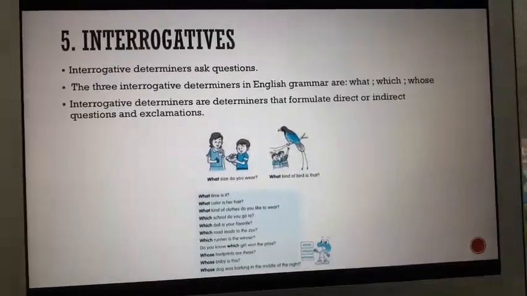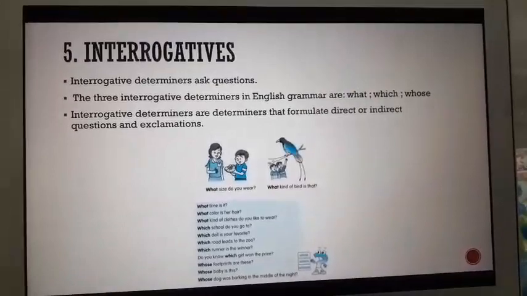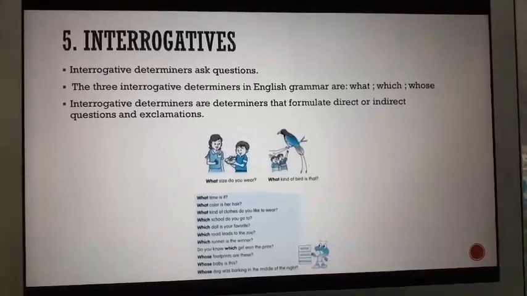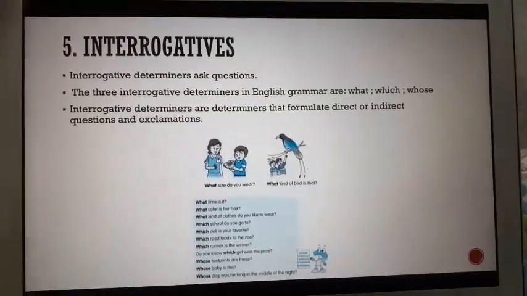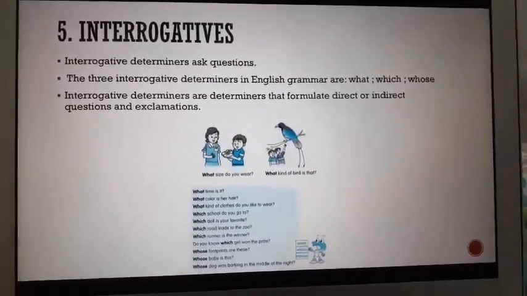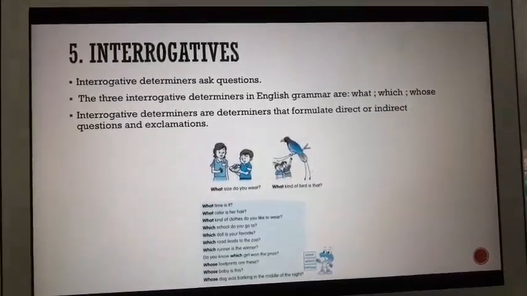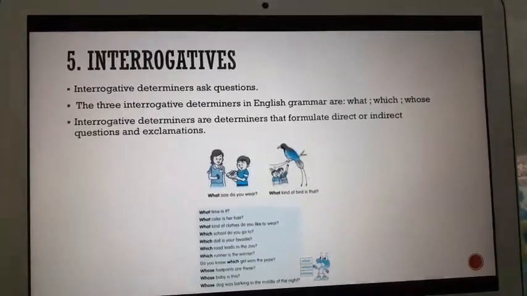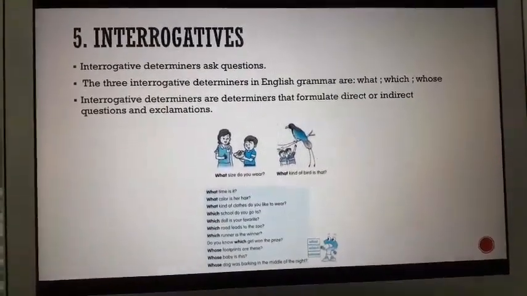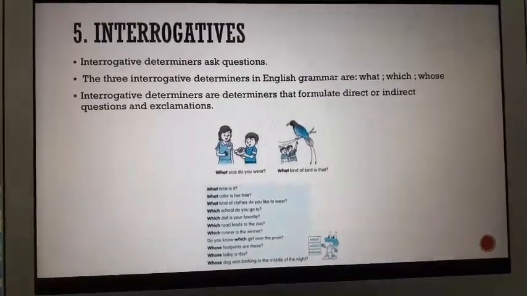So interrogative determiners ask questions. These words are used before nouns to ask questions. There are three interrogative determiners that you should learn in this chapter: what, which, whose. So please remember these words. Students, whatever words and examples I'm referring to, please remember these as part of different types of determiners. This will help you to answer the questions. Interrogative determiners are determiners that formulate direct or indirect questions and exclamations.